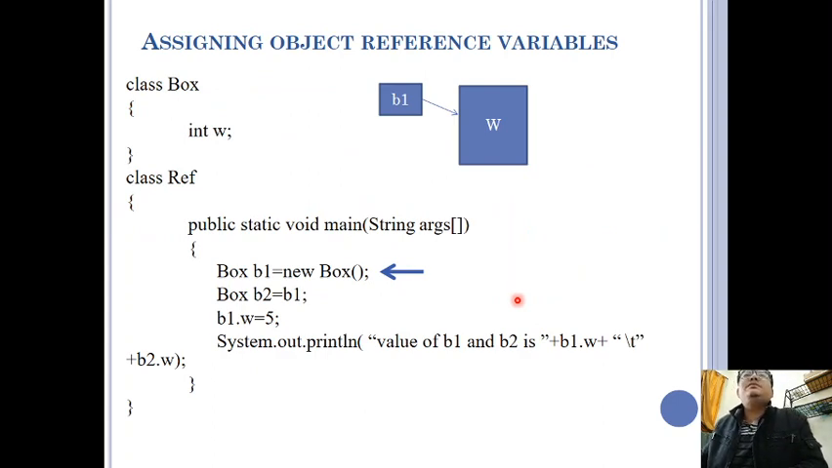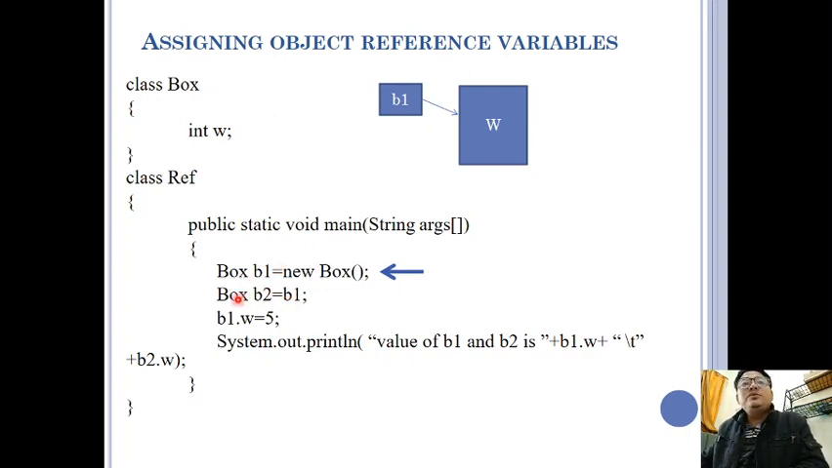Now there's something called a reference variable, which we are going to talk about with the help of this example. There is a class called Box which has one data member w, and there is another class Ref, where we have the main method, public static void main, and here you have created the object and the name of the object is b1. So when this statement gets executed, b1 will point to memory w. I will create another object b2, and that b2 will point to the same memory. Whatever b1 was holding will also be assigned to b2.